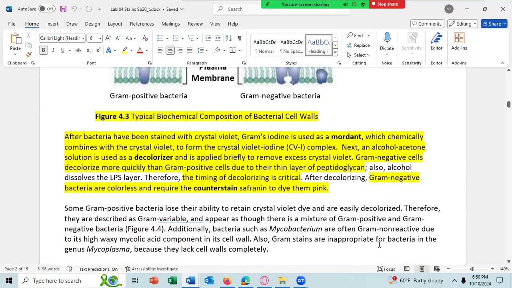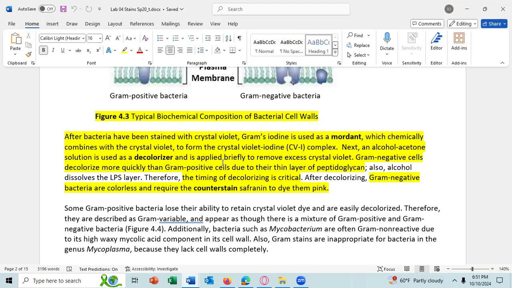So after bacteria stain with the gram stain, we first use the gram crystal violet, then the gram's iodine. This forms a crystal violet iodine complex, which is larger than the crystal violet or the iodine alone. You then apply the decolorizing step, which will remove the crystal violet iodine complex from the gram-negative cell wall, but not from the gram-positive cell wall, as long as you do it correctly and apply the decolorizing agent for the right amount of time.